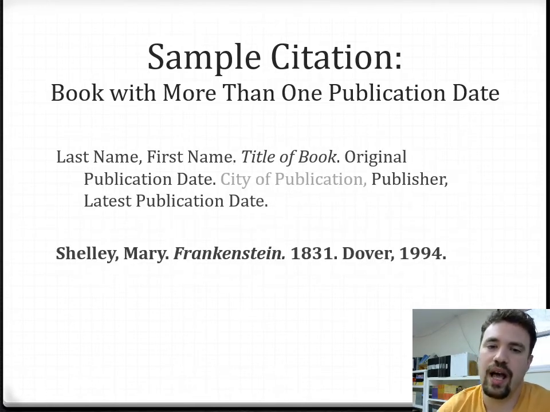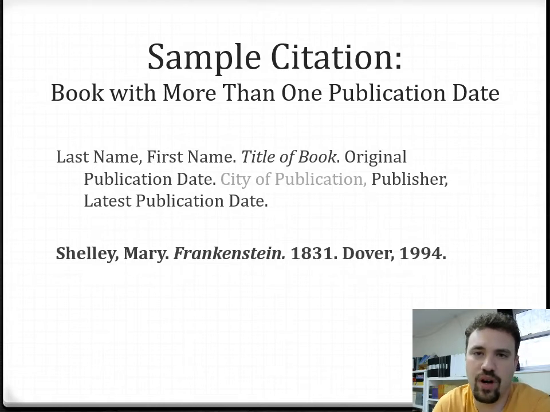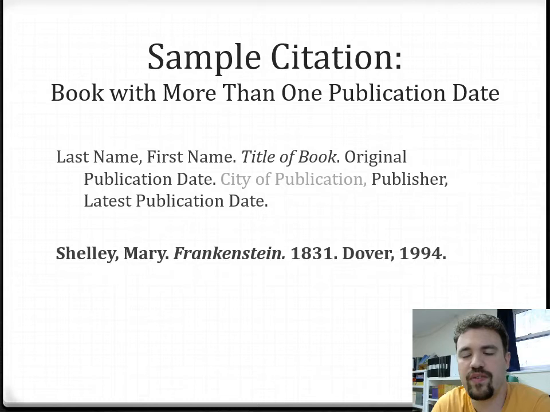All right, this you might come across if you're using an older book, an older source. If you've got a book with more than 1 publication date. This would be typically for something like a classic, right, which has been published many, many times throughout the years. So you're actually going to include 2 dates here, the original publication date and the publication date of the book that you actually have, whether that's digital or physical. So we'll take Frankenstein, for example.